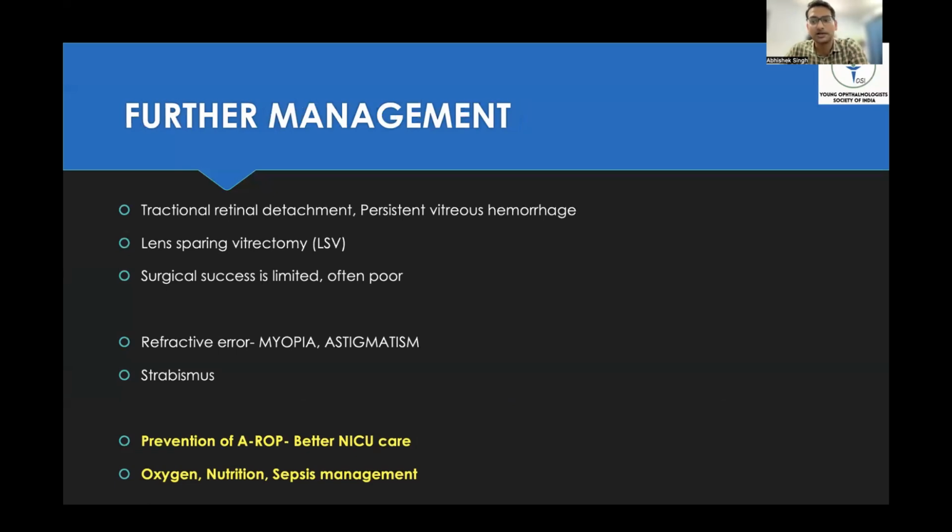Even with the best of our efforts, and sometimes due to delayed presentations, the babies may progress to tractional retinal detachments, for which we need vitrectomy. And historically, the surgical success rate in these cases is limited or often poor.